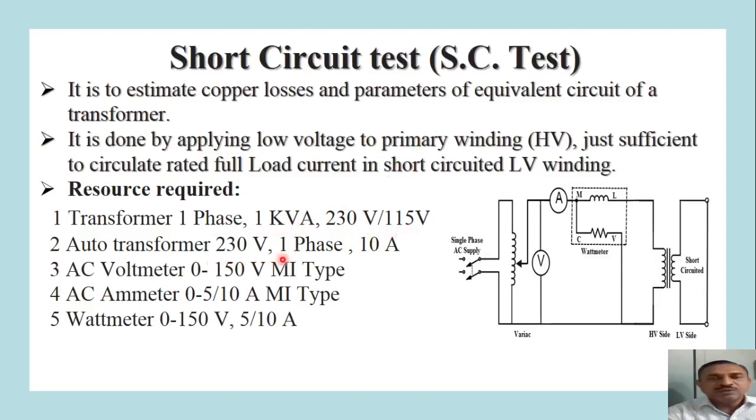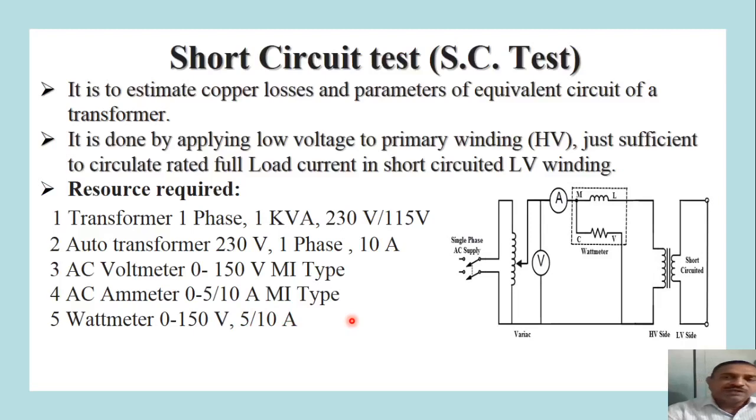an auto transformer to adjust the required voltage, an AC voltmeter to read how much voltage we applied during the test, an AC ammeter to record the rated current flowing through the HV side, then a wattmeter of the required rating. As the voltage to be applied is of low voltage category, we will require a wattmeter of 0 to 150 volt, and the current depending upon the capacity of the transformer, 5 or 10 ampere.